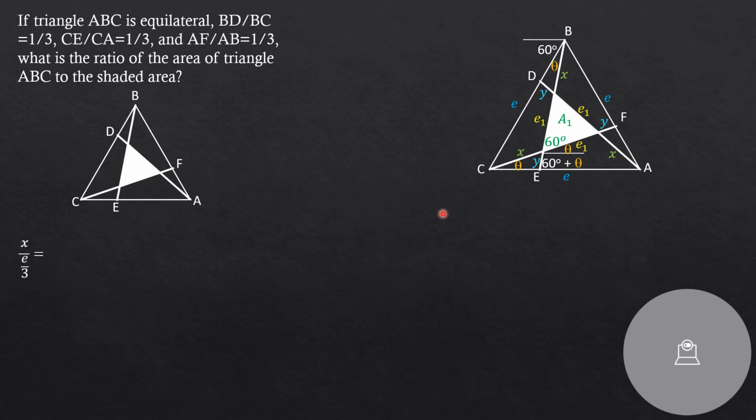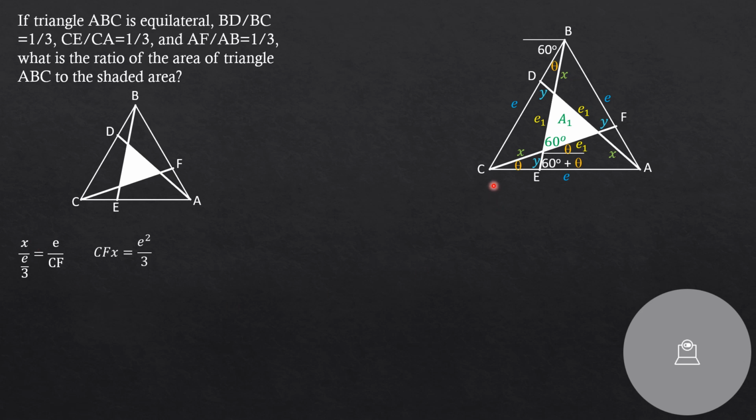So we have this ratio X has to E over 3, where E over 3 is CE, opposite to the 60-degree angle. And for this big triangle, similar to this small one, it is equal to the longest side E, and opposite to the 60-degree angle is CF. Therefore, CF times X is 1/3 of E squared.